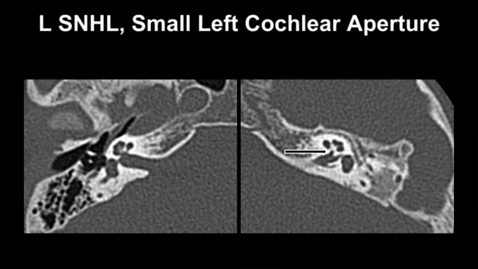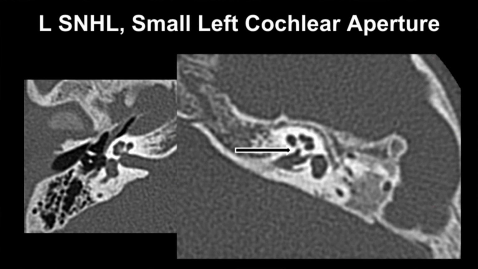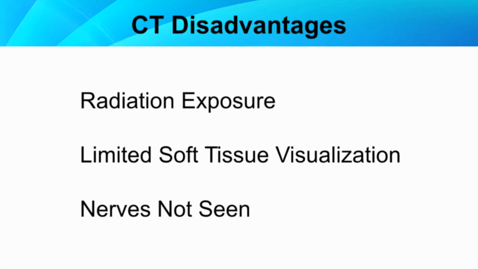In this image, a CT scan readily identifies the stenotic cochlear aperture on the left. The cochlear nerve, if it's present, probably does not pass into the modiolus. The radiation exposure associated with CT scanning is considered a disadvantage. This has become an issue of particular concern in children. Importantly, CT scan cannot verify the presence of cochlear nerves, an important consideration in individuals with profound hearing loss.